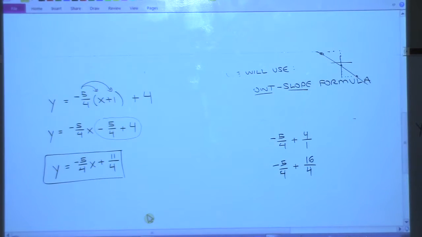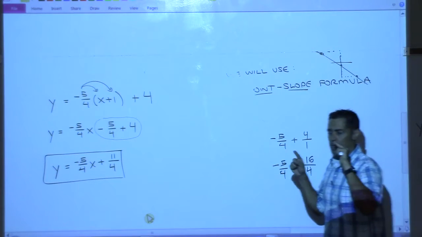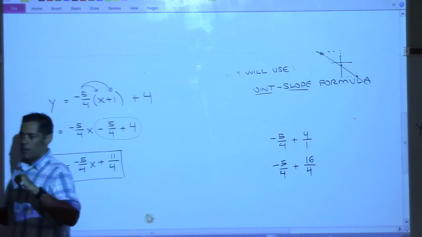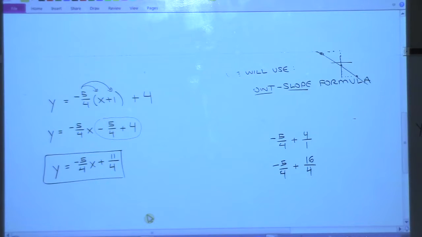Someone gave us 2 points, right? And when we got those 2 points, we were able to establish the equation of the line that goes through those 2 points.